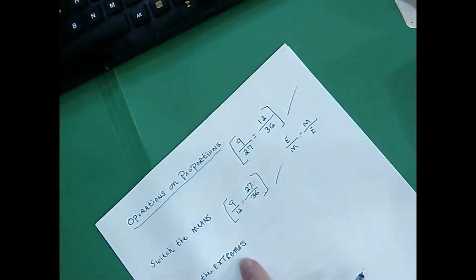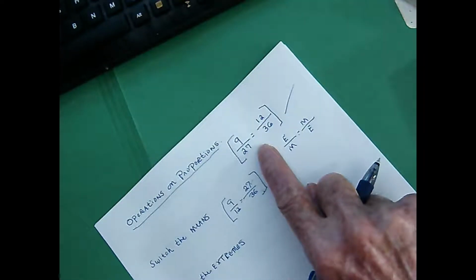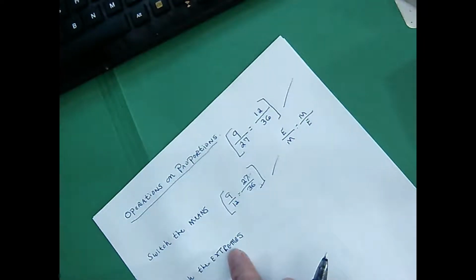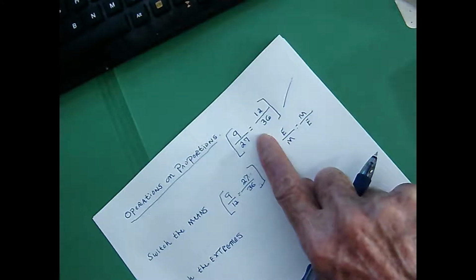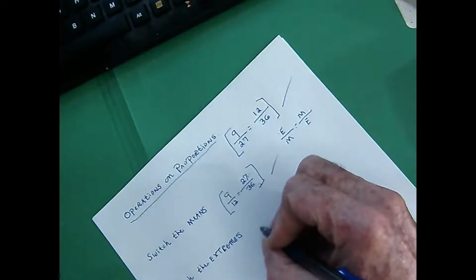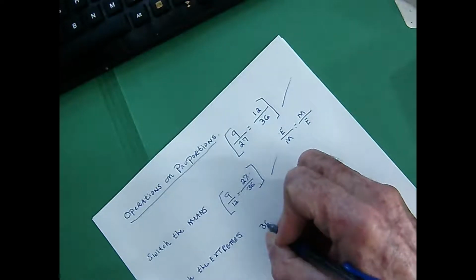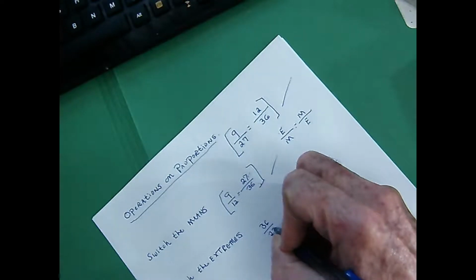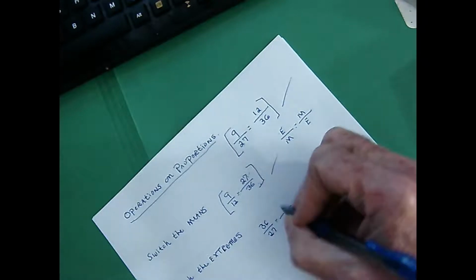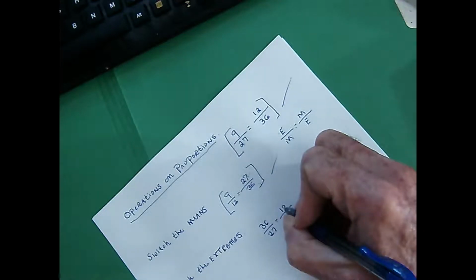In this operation, I'm going to keep going back to the original proportion. And now I want to switch the extremes on the original proportion. You're remembering the extremes are in first and fourth position. So if I were to switch those, it'd be 36 over 27 is equal to 12 over 9. I just switched the extremes, which is what I was told to do.